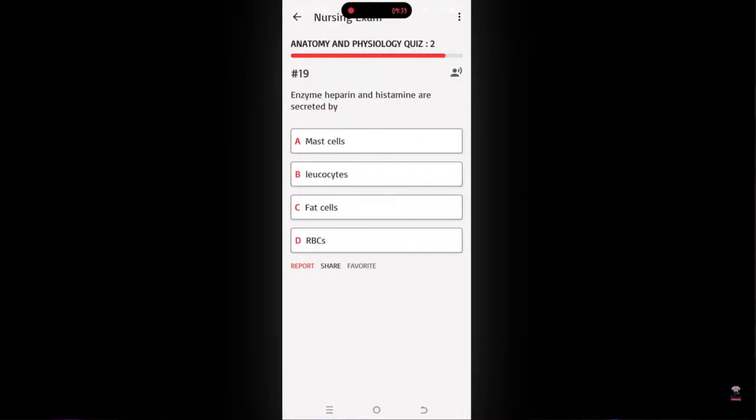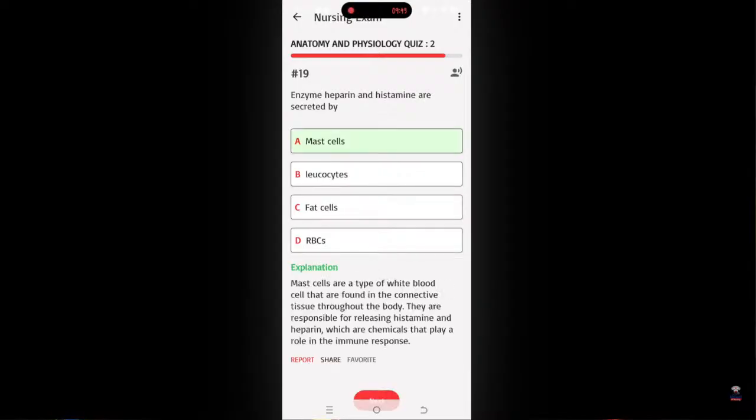Heparin and histamine are secreted by A. Mast cells. B. Leukocytes. C. Fat cells. D. RBCs. Correct answer. Mast cells are a type of white blood cell that are found in the connective tissue throughout the body. They are responsible for releasing histamine and heparin, which are chemicals that play a role in the immune response.